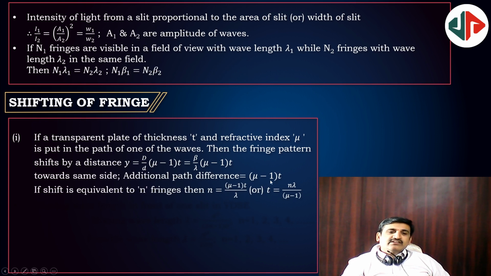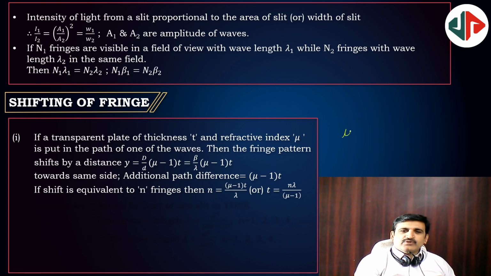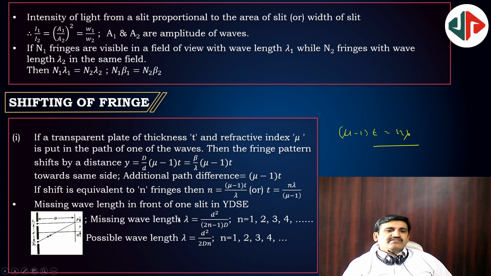On equating and using this and that, the number of fringes shifted is given by mu minus 1 into t equal to n lambda, where n is the number of fringes shifted. So you can memorize it like that, it will be better. What is that? Mu minus 1 into t is equal to n lambda. Missing wavelength, lambda is equal to d square by 2n minus 1 into D, and possible wavelength lambda equal to d square by 2Dn.